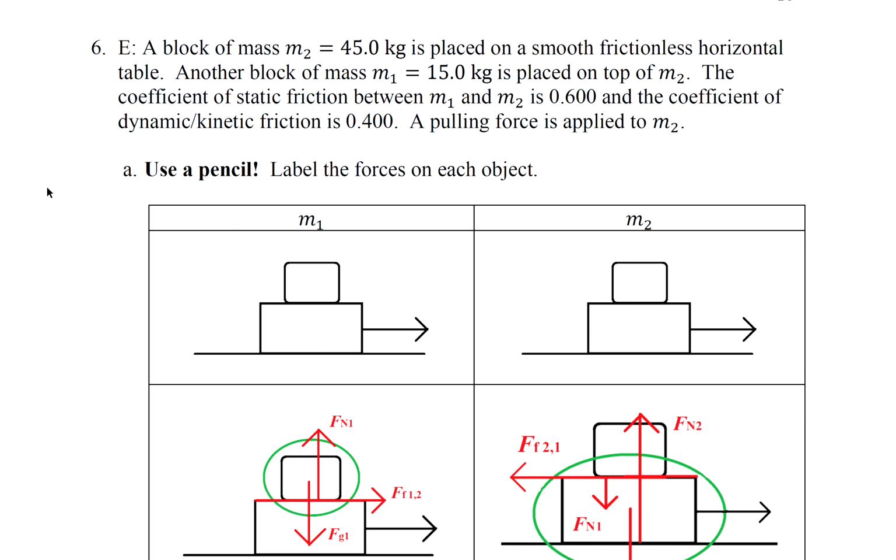Question 6. A block of mass M2 equals 45 kilograms is placed on a smooth, frictionless horizontal table. Another block of mass M1 equals 15 kilograms is placed on top of mass 2. We're given the static friction coefficient and dynamic friction coefficient between mass 1 and mass 2.